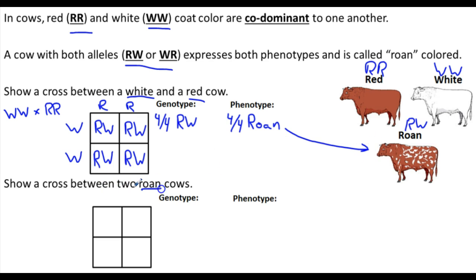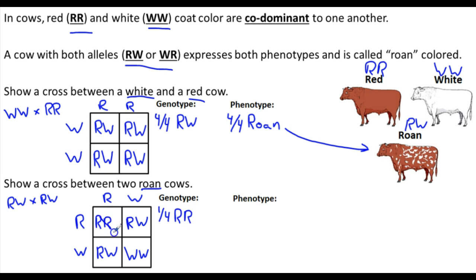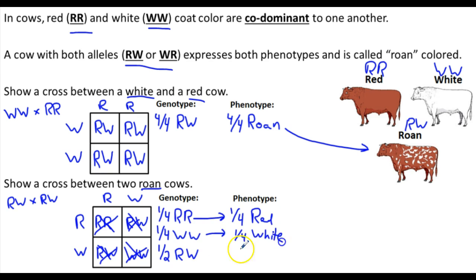Now let's try to cross between two roan cows. So that's RW and RW. Set them up here. Doesn't really matter which one's on top, but these are my combinations. I go through this and do my genotype count. A quarter of them are going to be big R, a quarter of them are going to be big W, and then fully half of them are going to be RW. So this is going to correspond to a quarter of them being red, a quarter will be white, and half of them will be that roan colored.